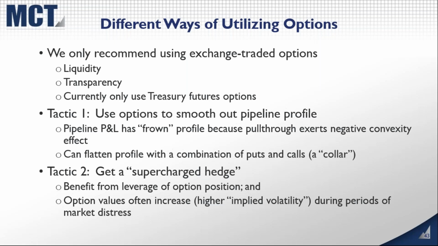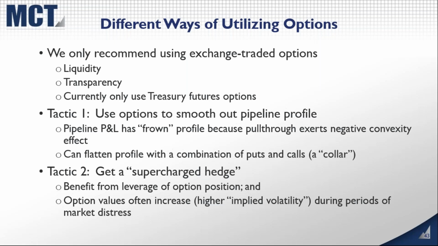There are two tactics that we see used fairly commonly and used for our clients. One of them is to use options to smooth out the pipeline profile. The pipeline P&L has a frown profile because pull-through exerts the same effect as negative convexity. As the market sells off, pull-through tends to expand, which makes the pipeline longer. And as the market rallies, pull-through tends to drop, which makes the pipeline shorter, which is essentially the definition of negative convexity. So you can flatten the profile with a combination of puts and calls, a collar of sorts.